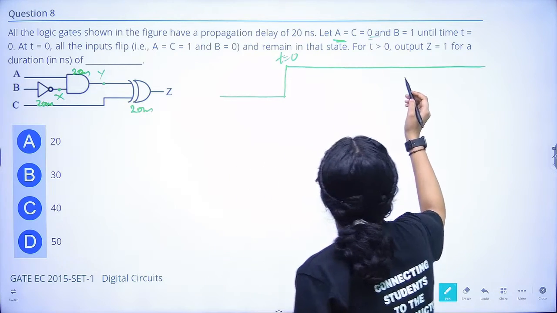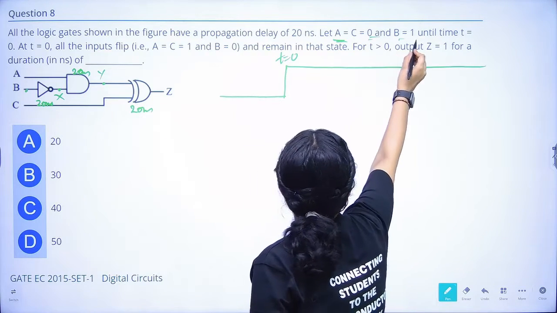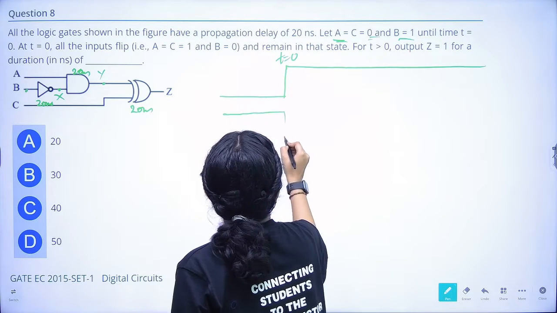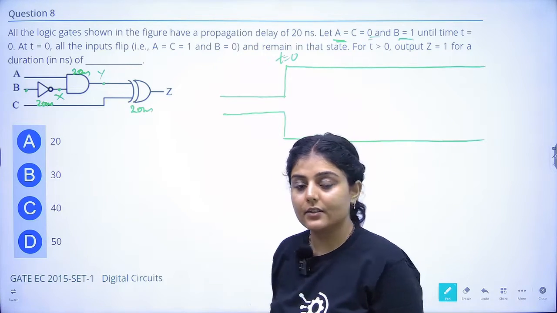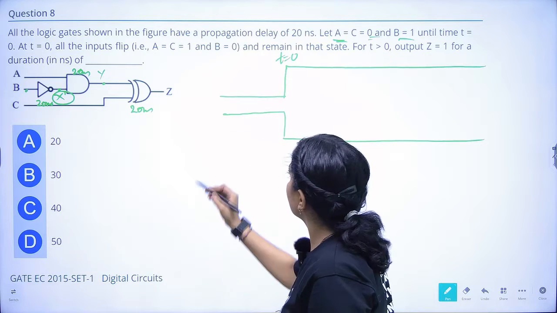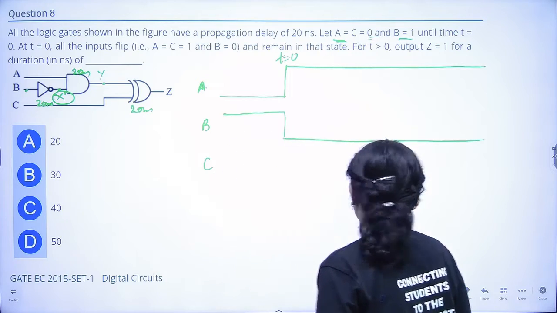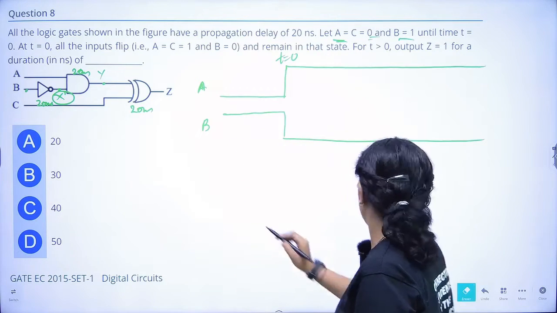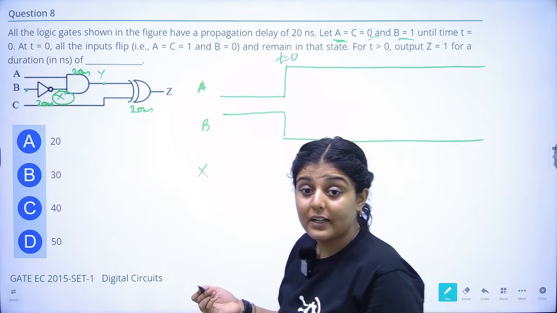And input B was equal to 1 and after t is equal to 0 it becomes 0, right? This is what it says. Now this is your A, this is B. What will happen to x, and after how much time will we get the output x?